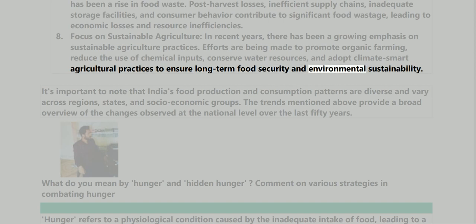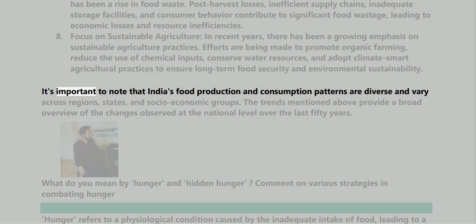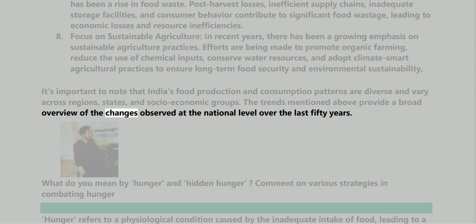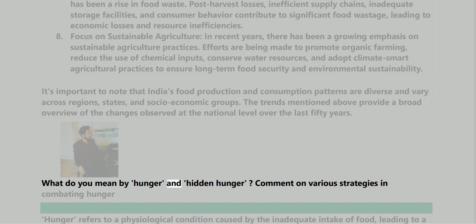It's important to note that India's food production and consumption patterns are diverse and vary across regions, states, and socio-economic groups. The trends mentioned above provide a broad overview of the changes observed at the national level over the last 50 years. What do you mean by hunger and hidden hunger? Comment on various strategies in combating hunger.